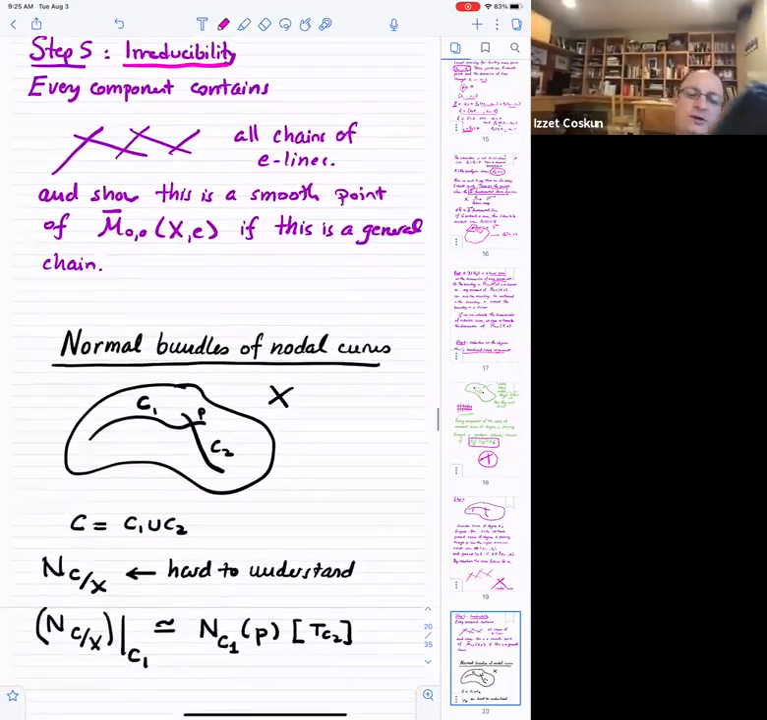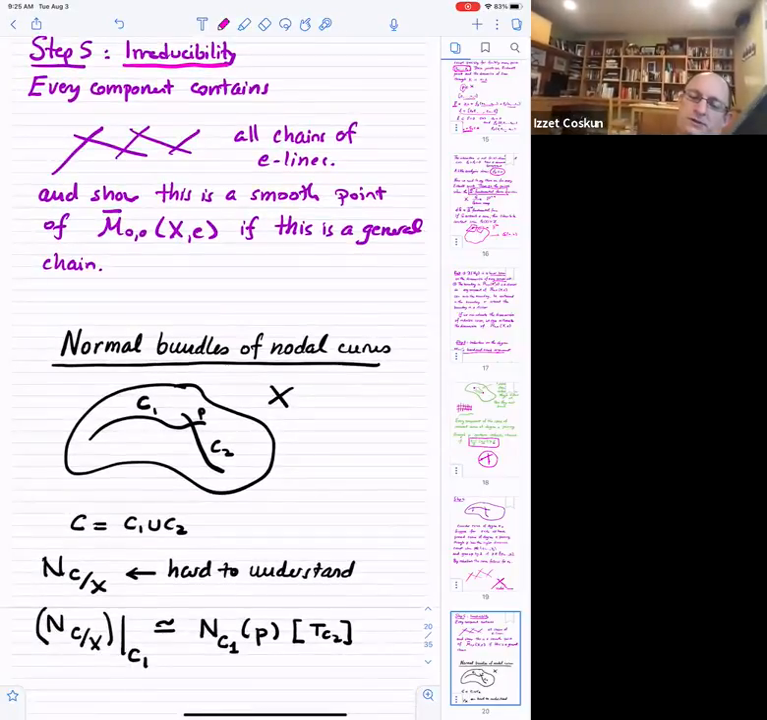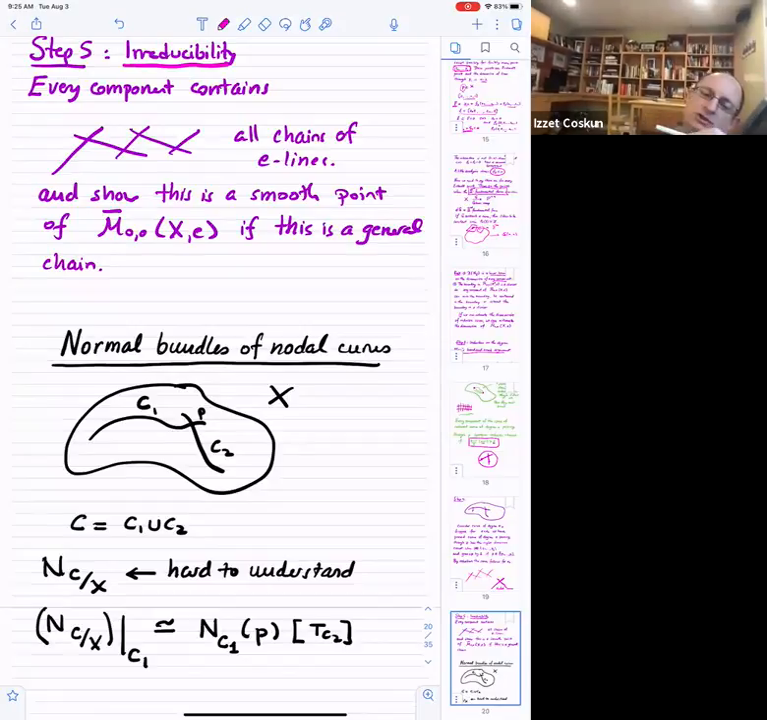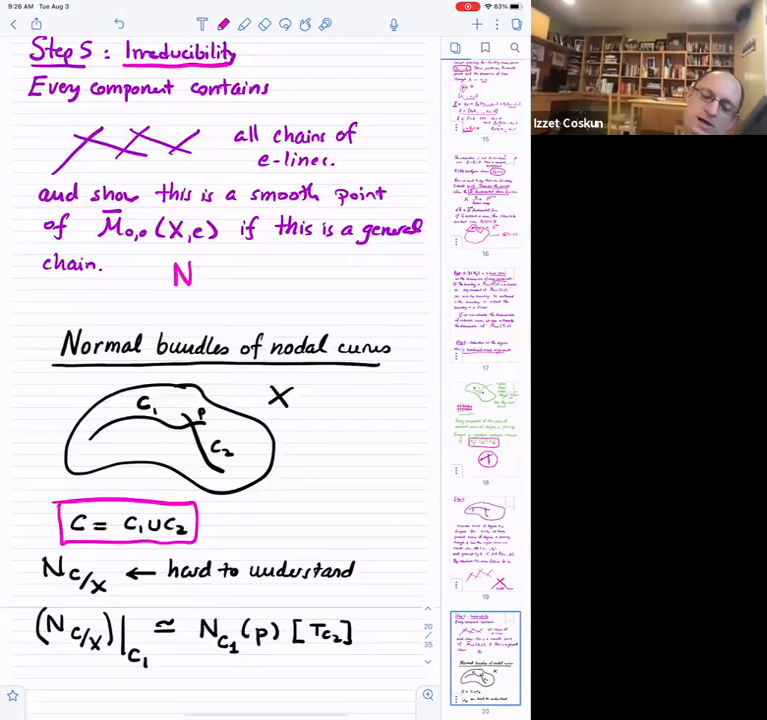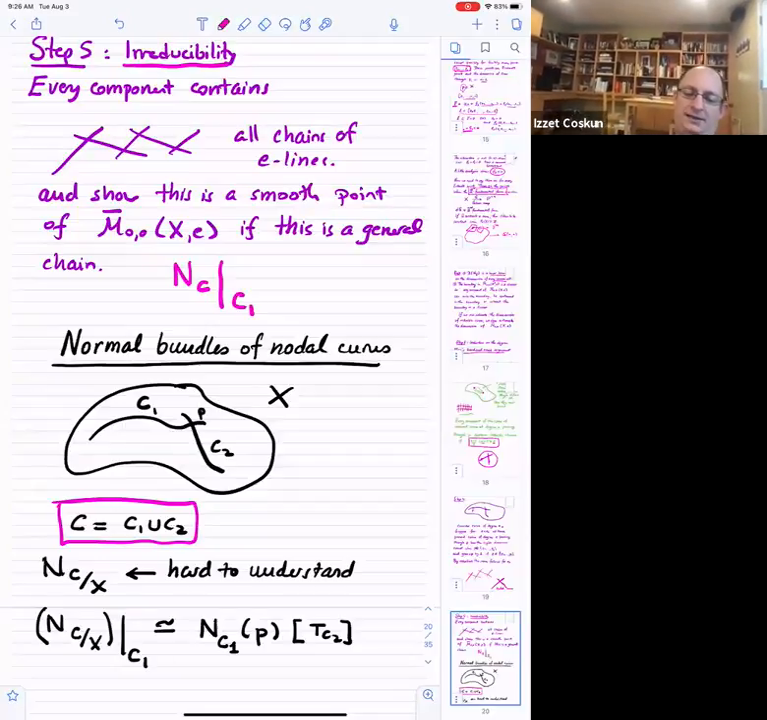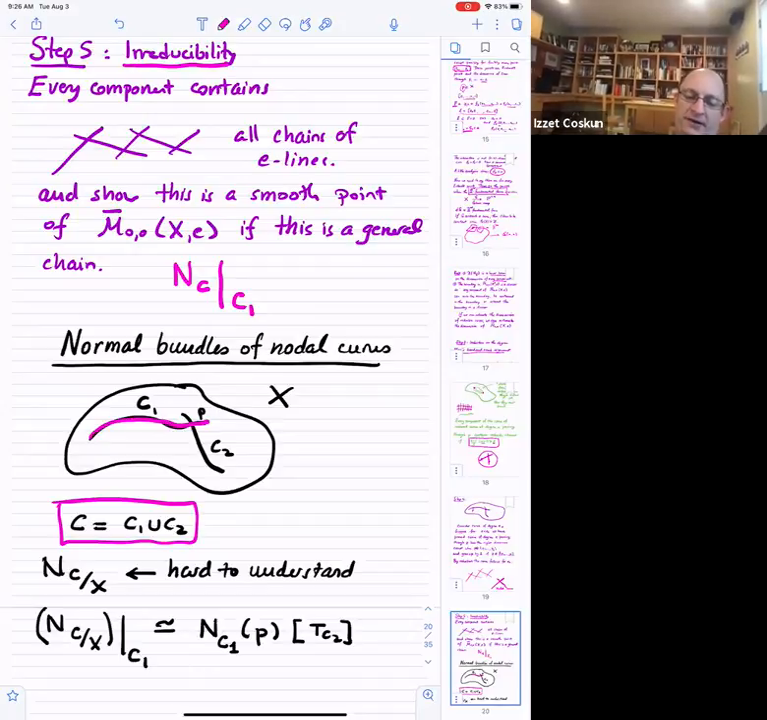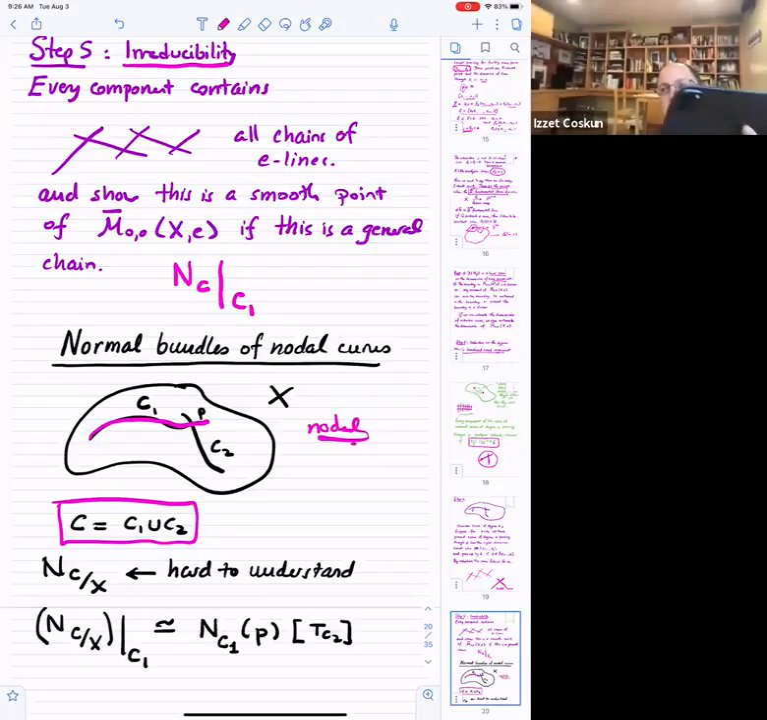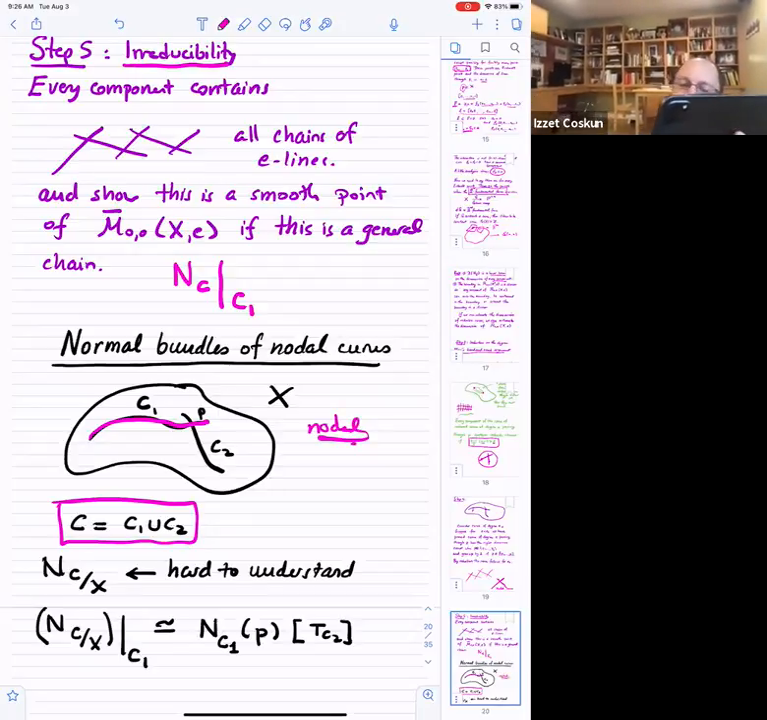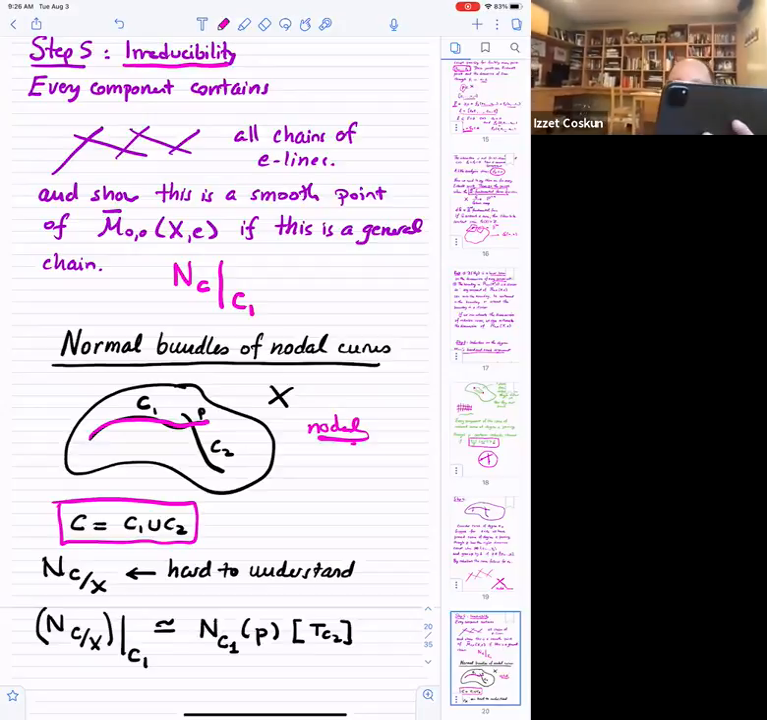Okay, so the normal bundle of a nodal curve can be understood. Let me tell you. Say that I have C, which is the union C1 union C2. Let me look at the normal bundle of C and restrict it to C1. So I take the normal bundle of the union of the curve and I restrict it to C1. And it's very important here that this is nodal. If you have more complicated singularities, then this analysis doesn't work. In fact, it doesn't have to be a bundle anymore, right?